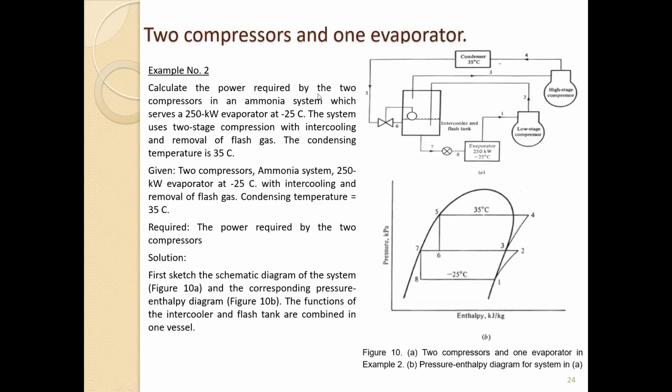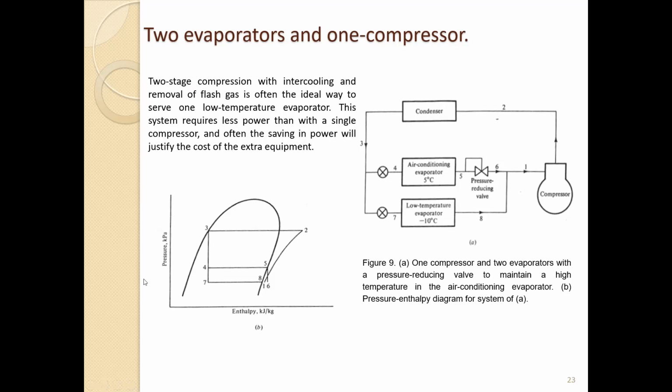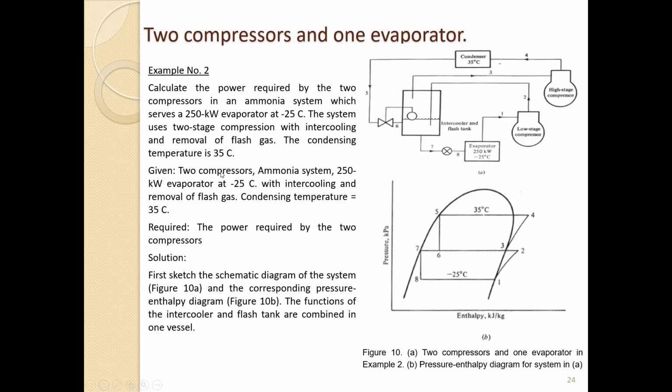Example number 2. So for 2 compressors with 1 evaporator. Example number 2. Calculate the power required by 2 compressors in an ammonia system which serves a 250 kilowatt evaporator at negative 25 C. So the system uses two-stage compression with intercooling and removal of flash gas. So yan. The condensing temperature is 35 C ito.